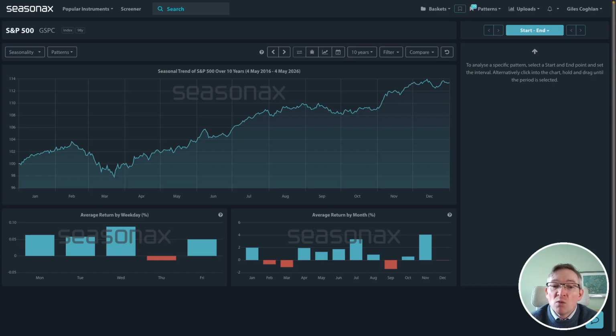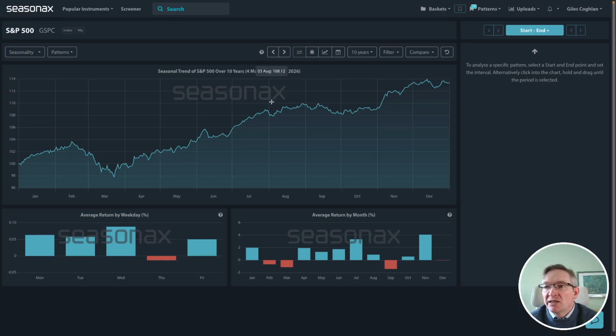Now, not all parts of the year are equal. Some periods of time consistently produce stronger trends than others. And seasonality allows position traders to identify when markets are going to be more likely to break out, when trends historically accelerate, and when momentum is most reliable.